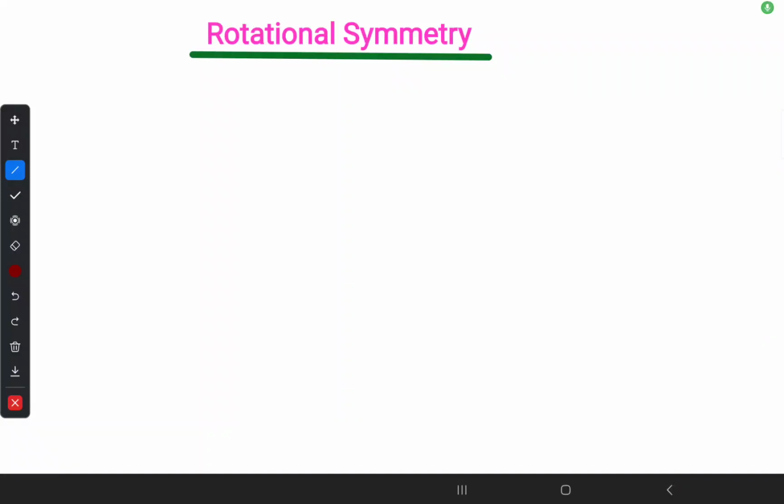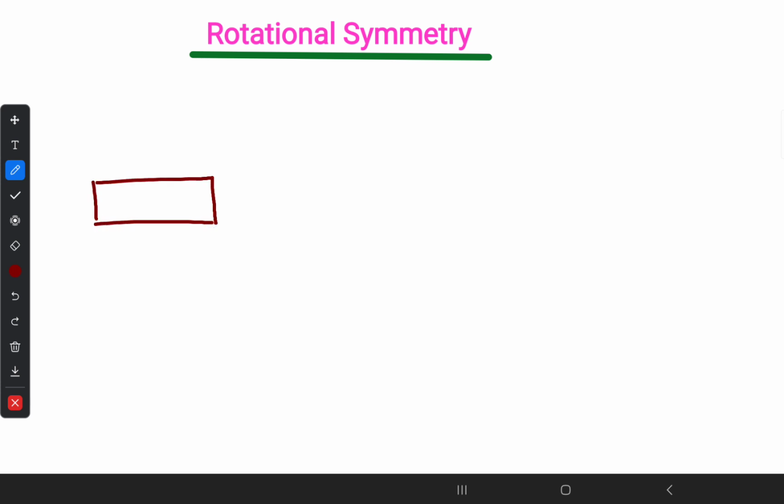Rotational symmetry in simple words. Rotational symmetry means, if I am having a shape like this, I will take a rectangle. Okay, a rectangle. I am having a rectangle like this with me. I am going to rotate this. Rotational symmetry means while rotating, how many symmetrical shapes we have. That's what you are going to find.